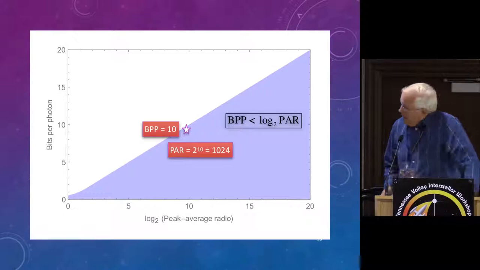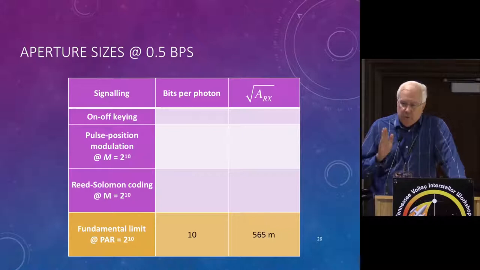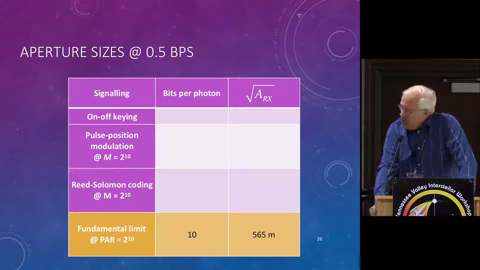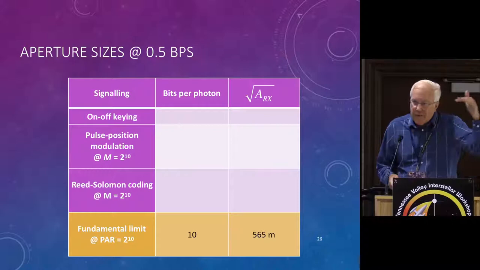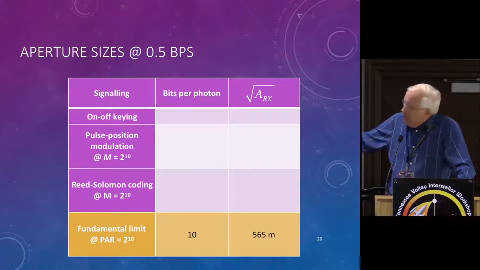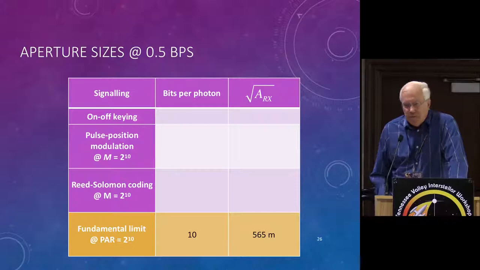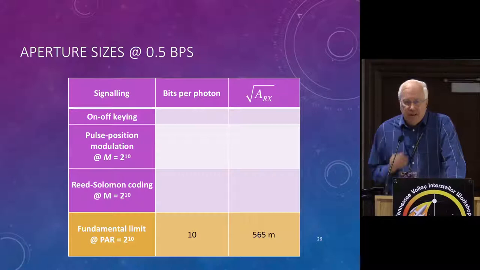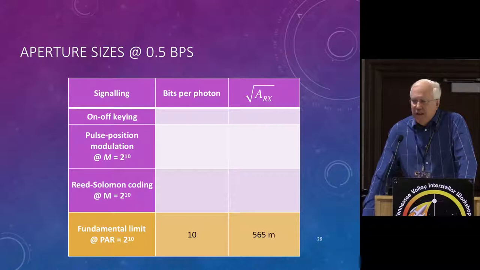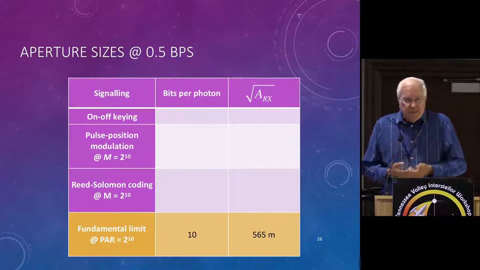So what I'm going to do in the next few slides is to fill in this table, which is the aperture size as a function of the technique that we use in the coding. That process I described earlier is called coding. The fundamental limit, if we have a peak to average ratio of 1,024 specifically, is 10 bits per photon. And that was the number I used earlier, and that gives us the 565 meter aperture diameter, which I gave earlier. So that's kind of the fundamental limit that we're working toward with this peak to average ratio. Keeping in mind, if our spacecraft designers are able to increase that peak to average ratio, we can increase that number. And it goes up as a log.